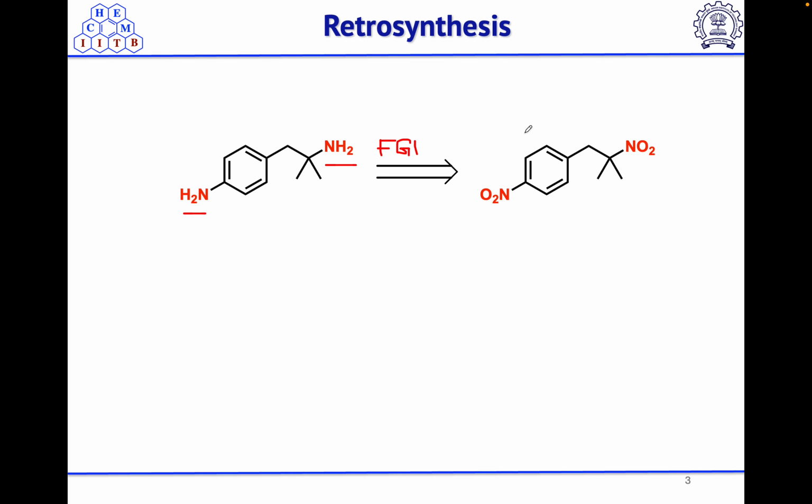So I told you this part should remain intact. Okay, so now there is a possibility. This is the functional group. Nitro is an electron withdrawing group. Electron withdrawing group means you can generate a carbanion at this alpha position easily. So you can think about this C-C disconnection, and this C-C and this C-C are both the same.